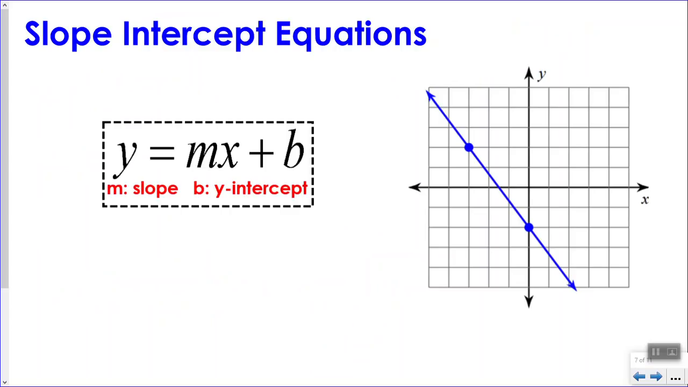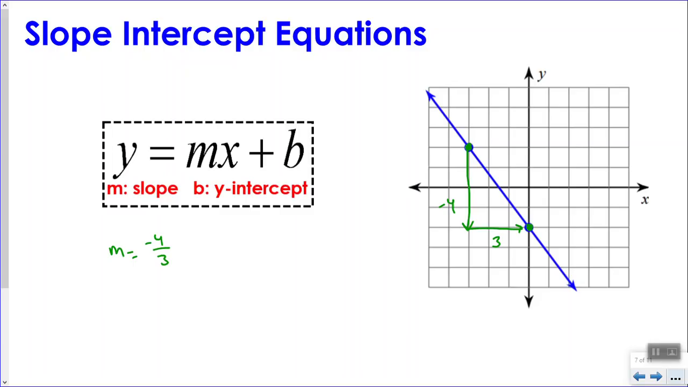But this is where we start just because it's the most simple form that we have. M, as we said before, represents the slope, and this constant on the end, b, represents the y-coordinate of the y-intercept. So if I look at my graph here, the first thing we want to do is identify the slope. So I have my 2 points, and if I'm moving between those 2 points, I have a rise of -4 and a run of 3. So my slope is going to be -4 over 3.